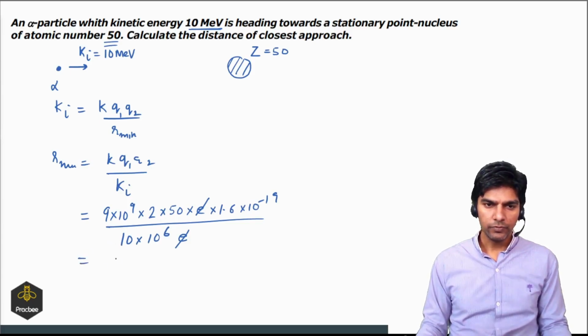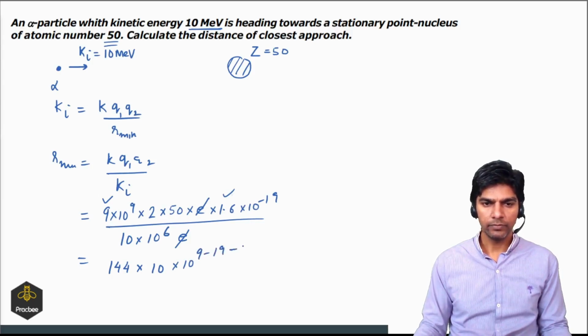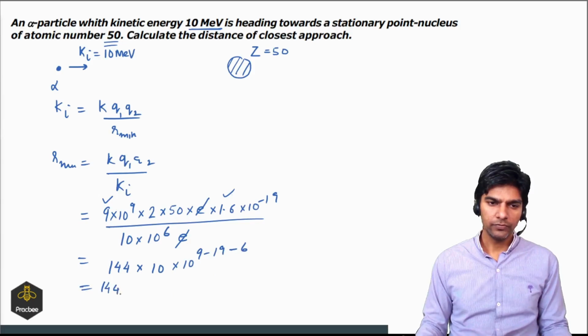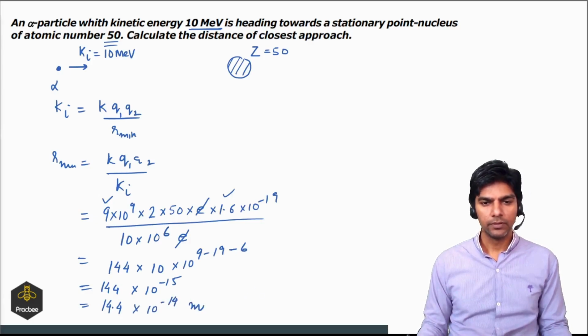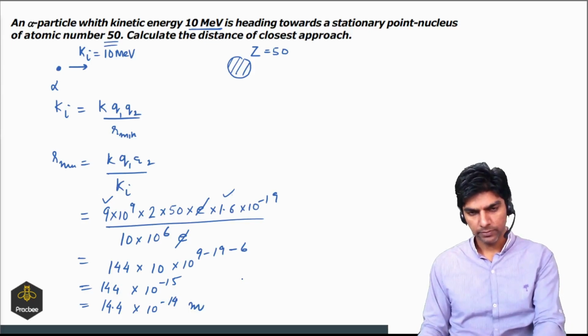So let us simplify this. So we got 144 times, so 9 times 16 will be 144, and then we have 10 raised to power 9 minus 19 plus minus 6. So this comes out to be 144 times 10 raised to power minus 6 minus 15, or we can write this as 14.4 into 10 raised to power minus 14 meters, right? So that should be the minimum distance between the alpha particle and the nucleus.